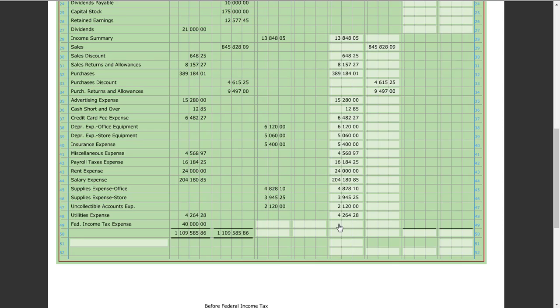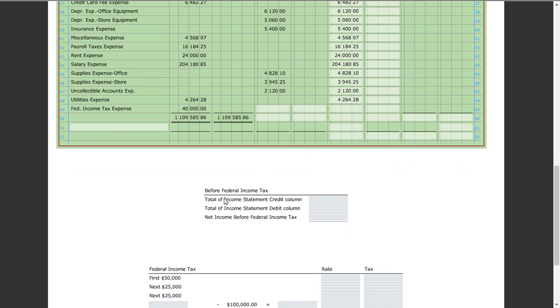So leave line 49 blank. Okay. Now, down here, we have this spot right here. It says before federal income tax. I need to add up my income statement credit column. Put it here. Then I'm going to add up my debit column. Put it here. Not up here. Put it down here in these two spots.